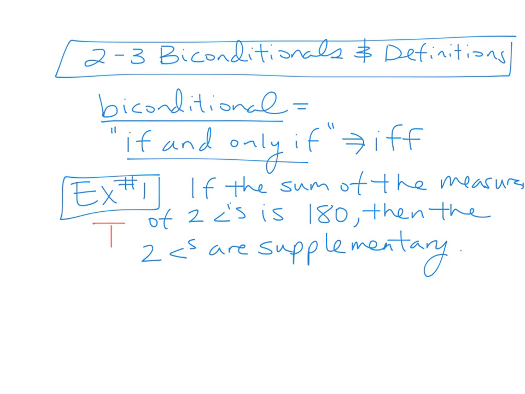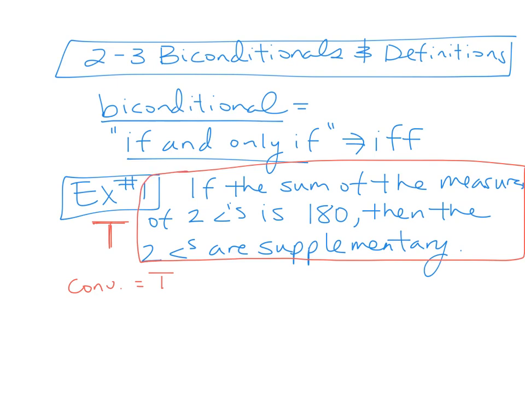If that's true, then you're going to check the converse as well. What would the converse of this be? If the two angles are supplementary, then the sum of their measures is 180. Is that true? Yes, that's true as well. So if the conditional is true and the converse is true, then instead of writing the conditional and the converse, you write the biconditional.